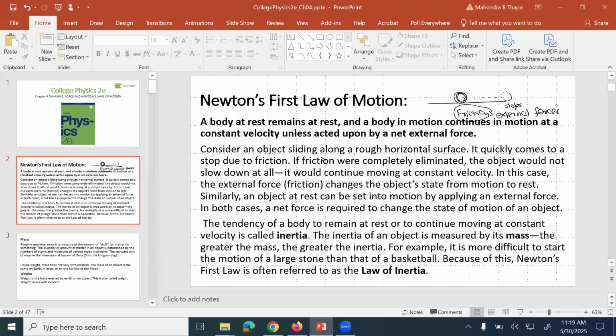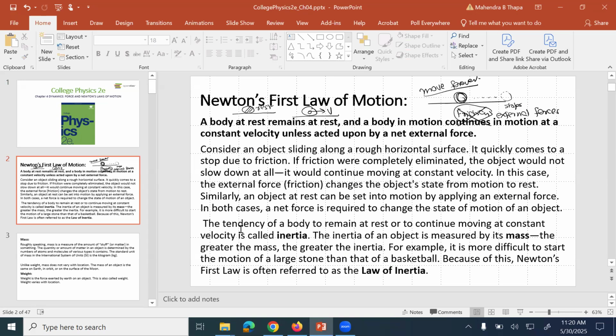Say we consider the situation. If we assume there is no external force, it will move forever. So this is the important concept. If there is no external force, either it will be at rest or continue to move with constant velocity. For example, if it is at rest and there is no external force, it remains at rest. If it is in motion, it keeps moving with constant velocity if there is no external force. An external force makes the object stop.